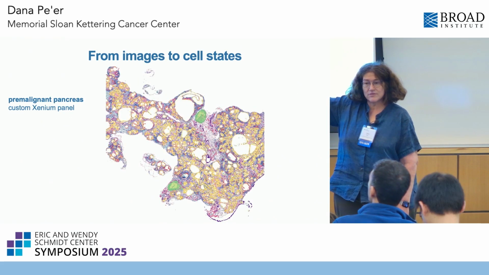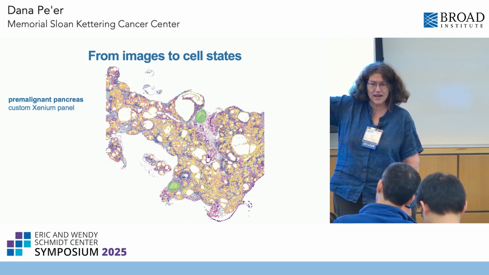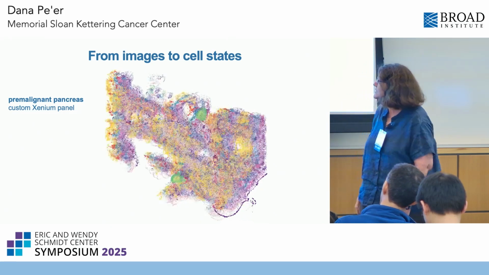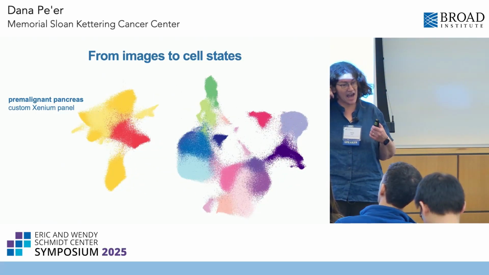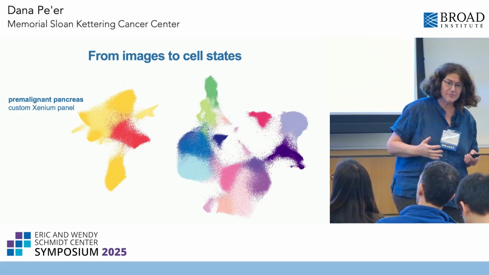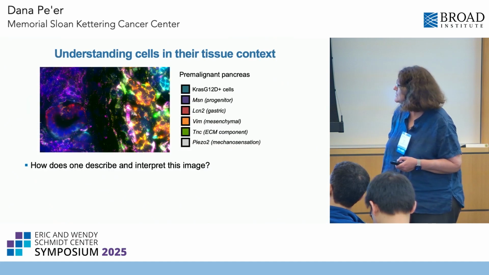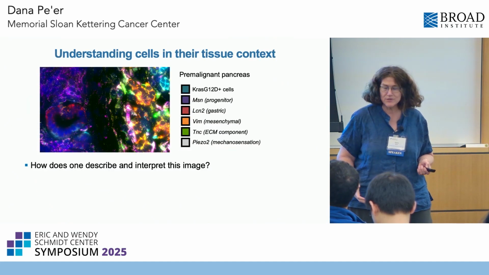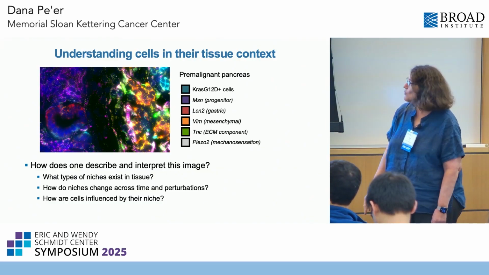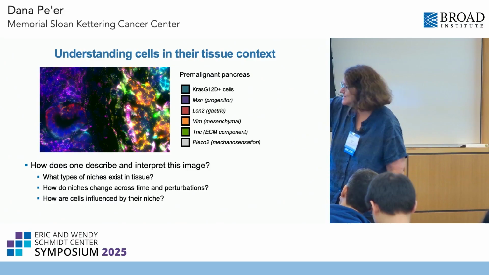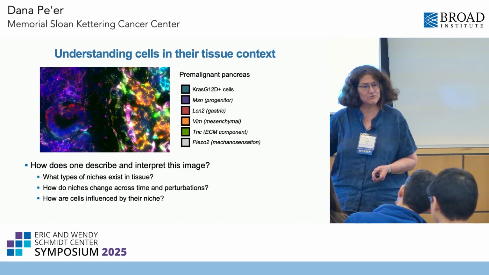So now we have this image where everything is linked spatially. We can assign the transcripts correctly to the right cell and map it back to the phenotypic landscape that we're used to. And now we can have accurate cell phenotypes embedded in space. Yay, that's a well-defined problem, so I can solve it. But how does one describe and interpret this image? Let's define some questions. What types of niches, what types of environments exist in this tissue? How do they change when I perturb it towards malignancy or under drug?